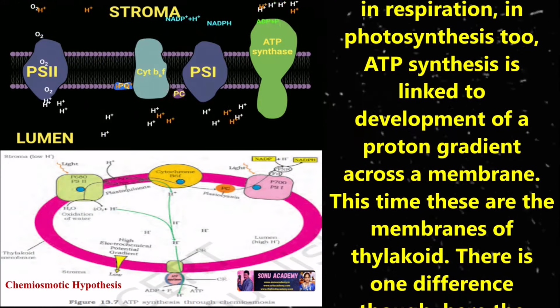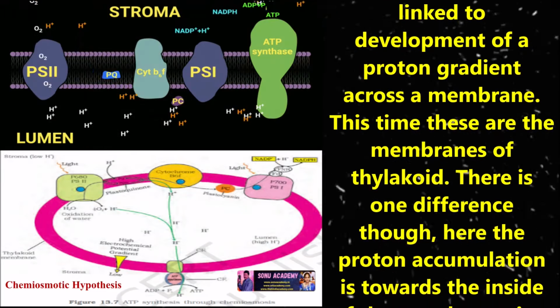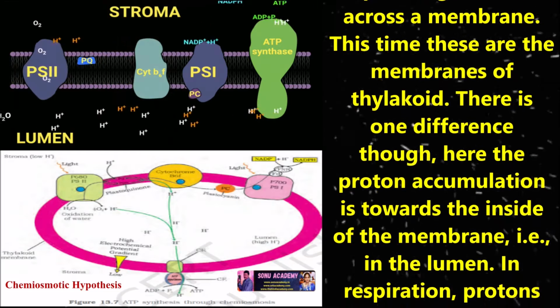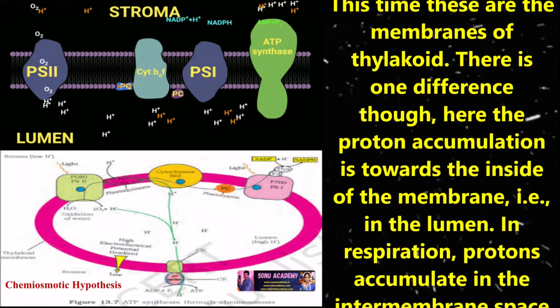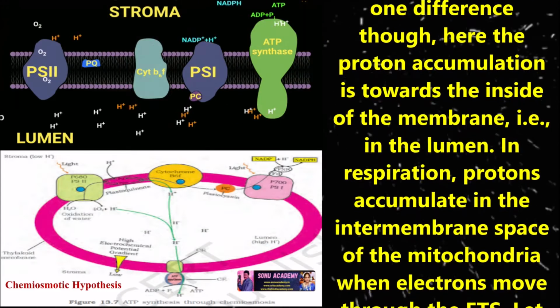There is one difference. Here the proton accumulation is towards the inside of the membrane, that is, in the lumen. In respiration, protons accumulate in the intermembrane space of the mitochondria when electrons move through the ETS.